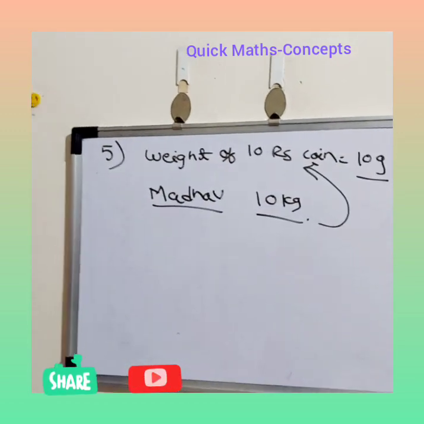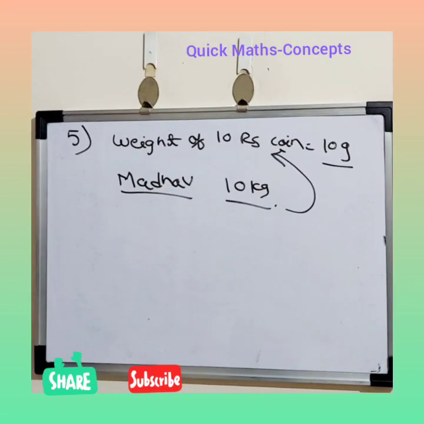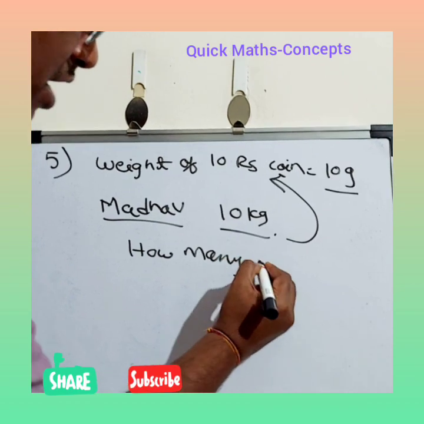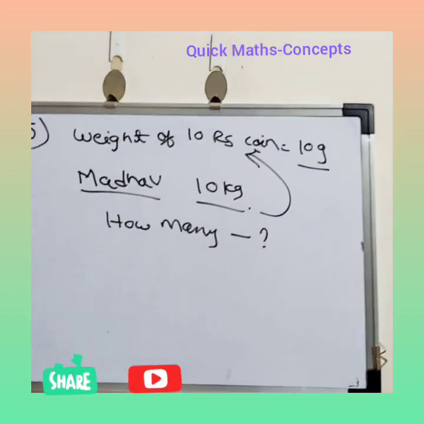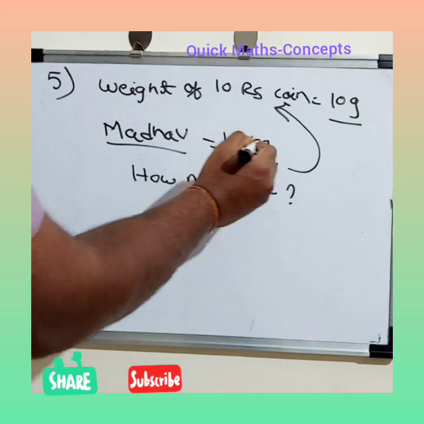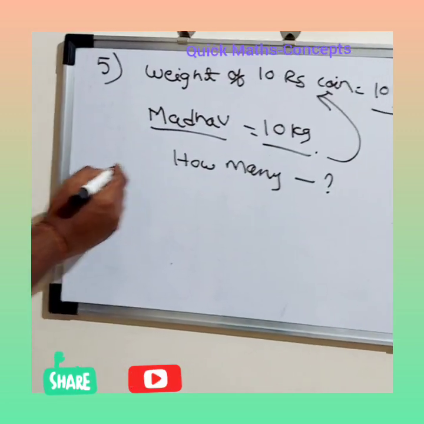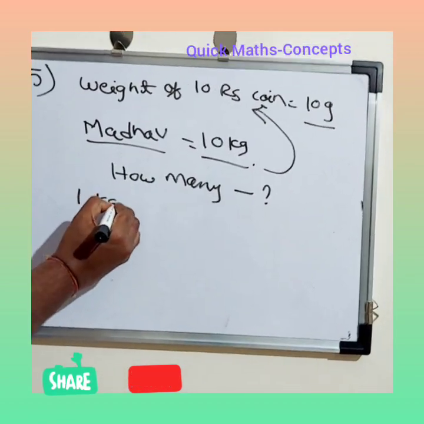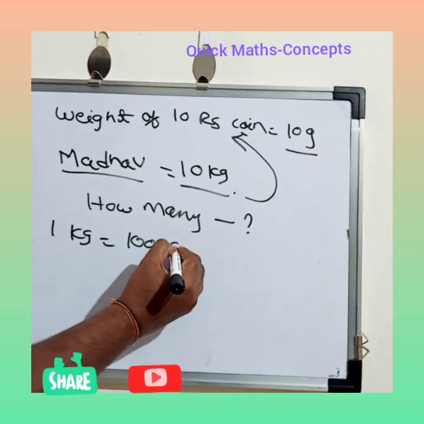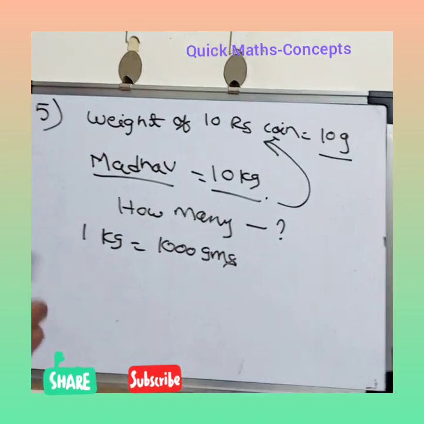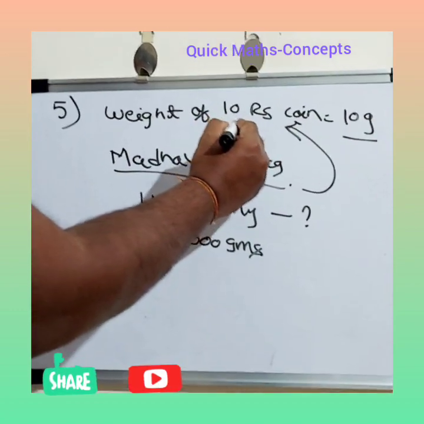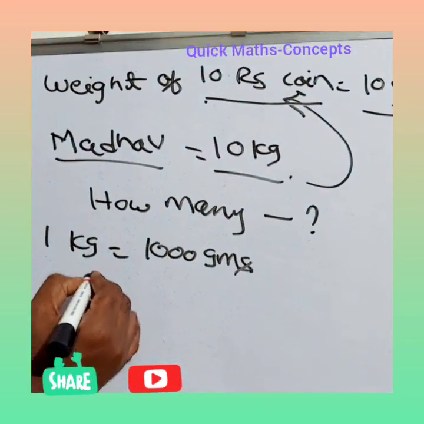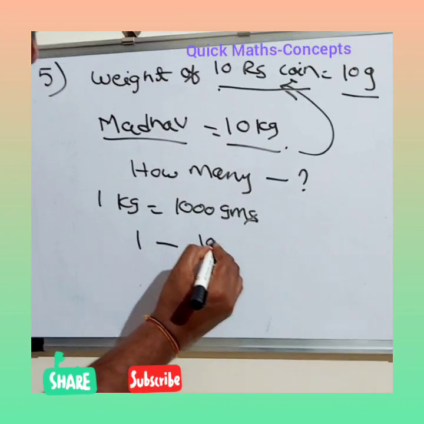So how many 10 rupees coins does Madhav have? How many coins does Madhav have in his bag? So first thing is what? The total weight of the bag is 10 kg. Here you can find the answer in the simplest method. 1 kg is equal to how many grams? 1000 grams. So in the question, what is the input condition given? The precondition is what? One 10 rupees coin weighs 10 grams.